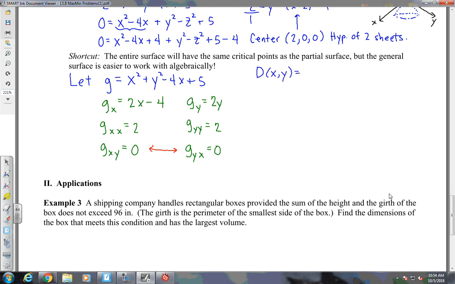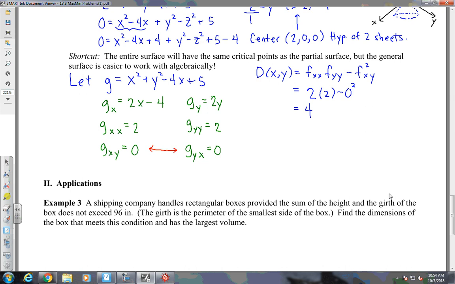We have f sub xx times f sub yy minus f sub xy squared. So f sub xx is 2, f sub yy is also 2, and then f sub xy squared. In this case, very interesting, our function D is always positive. So that indicates we're only going to be considering those first two cases of our second partials test.